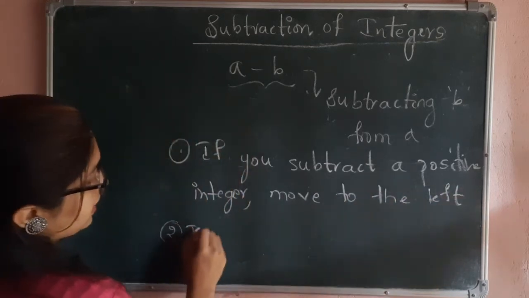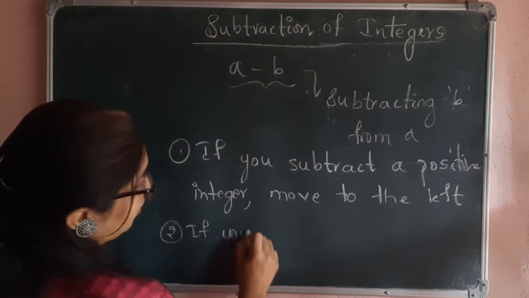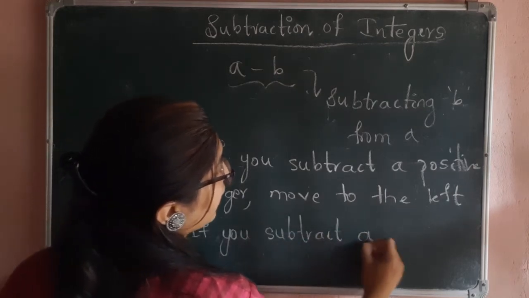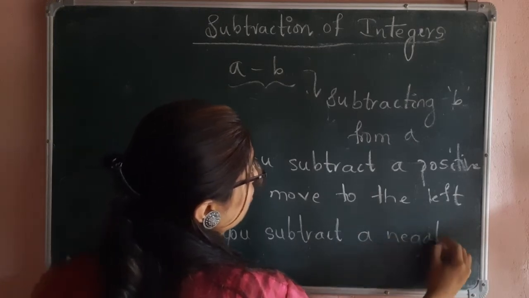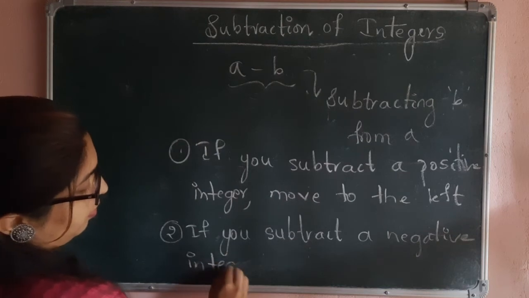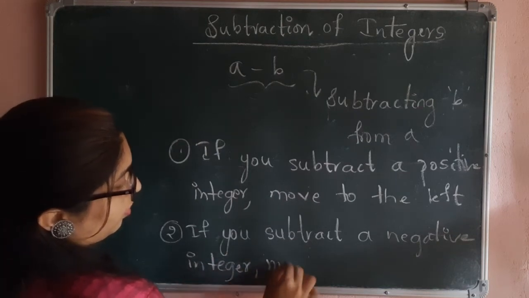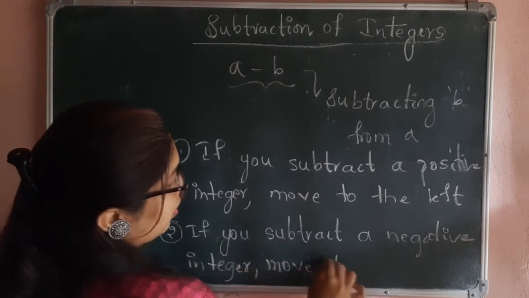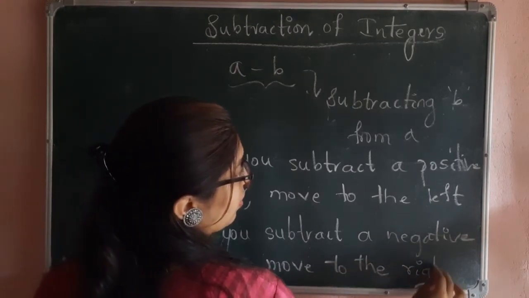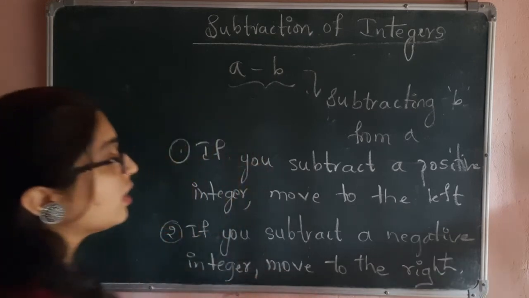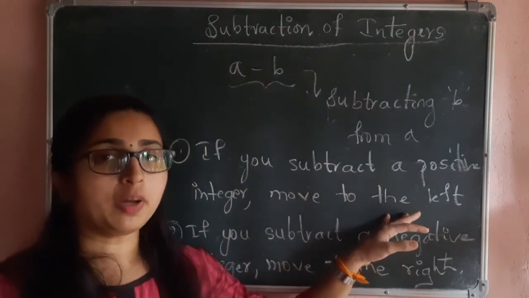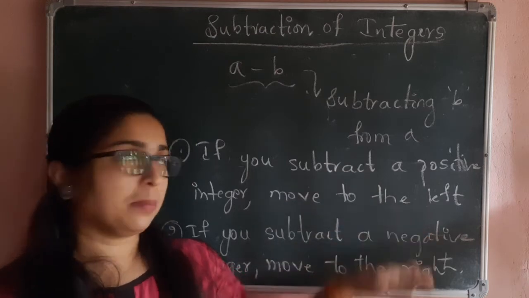If you subtract a negative integer, move to the right. Move to the right. Okay. So these are the simple techniques you have to remember when you are solving using a number line.